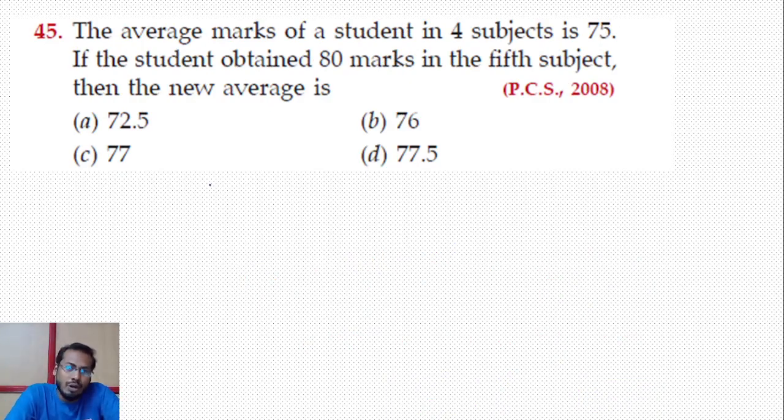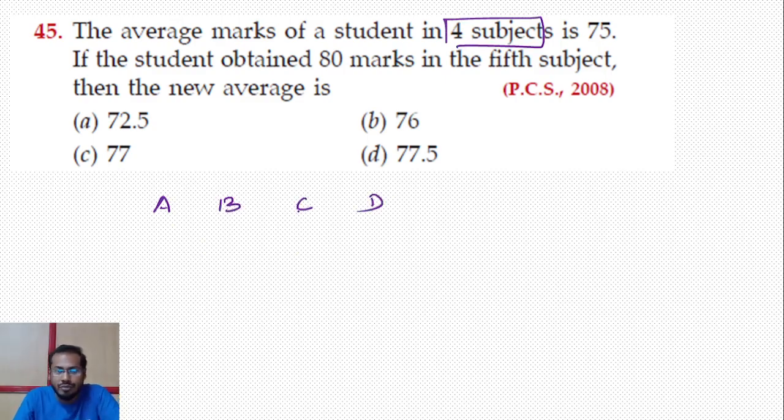The average marks of a student in 4 subjects is 75. If the student obtained 80 marks in the 5th subject, then the new average is what? So in the question I want to explain something clearly about this, what actually happened behind this concept. Okay, there are 4 subjects சொல்லிருக்காங்க, right? 4 subjects. Let's take A and B, C, D. Okay, there are totally 4 subjects are there.